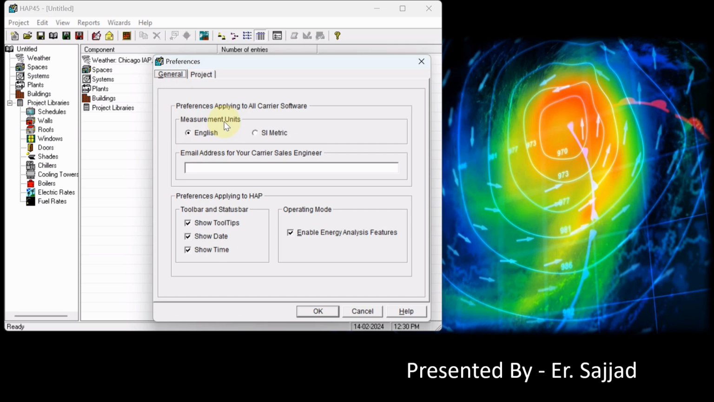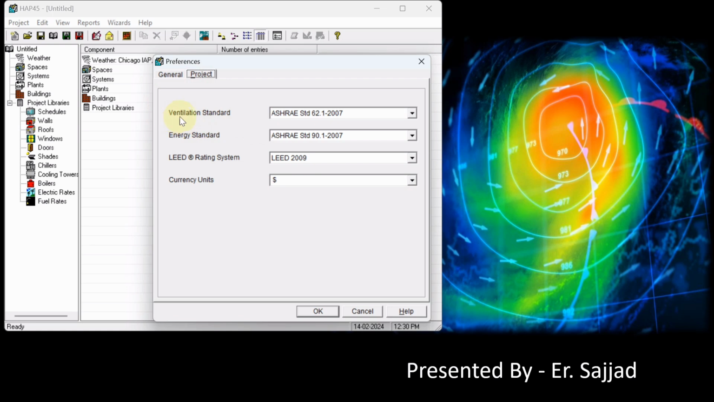In general, the measurement unit is given, in which unit you are going to work. If you want to work in metric unit, you have to hit on SI metric, otherwise for imperial unit hit on English. Now in project, always select the ventilation standard, energy standard or LEED rating system from the list, the updated version. For example, for ventilation I am selecting ASHRAE standard 62.1-2007. Same way for energy standard you have to select the updated one and finally hit on OK.